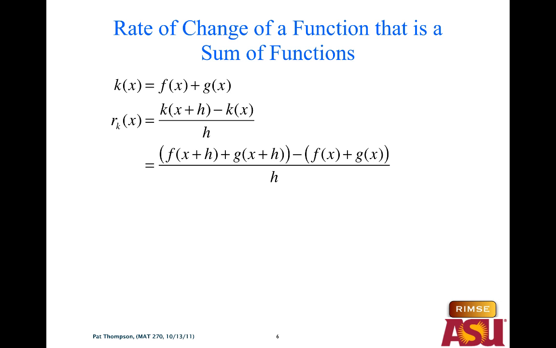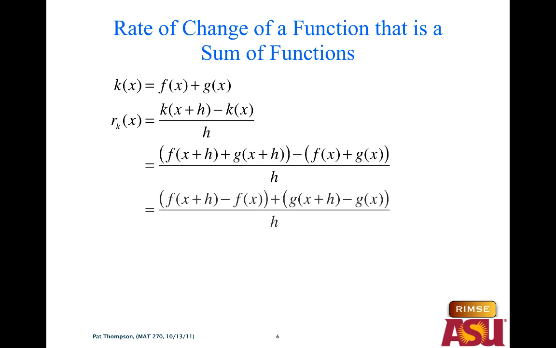Right, so you're going to rearrange things. We're going to move the f of x plus h and the minus f of x together, and the g of x plus h and the minus g of x together. Then split the fraction. Each of those individual things is over h. It's like pulling apart the fraction into two fractions with the same denominator. Those are your two rate functions. You should recognize the first one as the rate of change of f, and the second one as the rate of change of g.